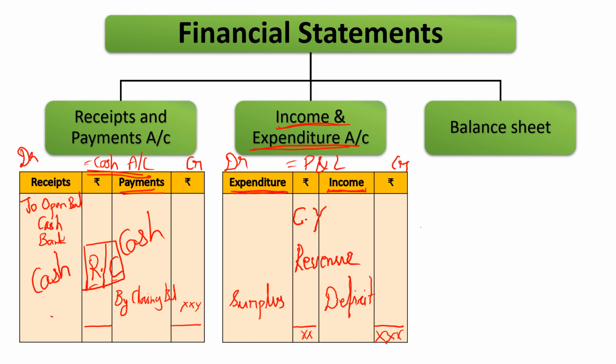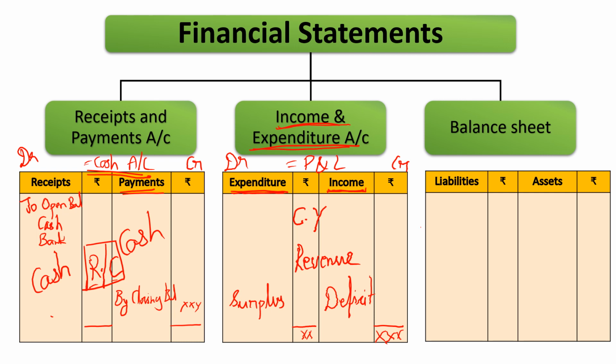Next one, we'll move to the balance sheet. In balance sheet, we record the liabilities and the assets. These are always of capital nature. So what you should remember is, in receipt and payment account, you will record only the cash transactions, cash receipts and cash payments. Here you will record revenue plus capital transactions.